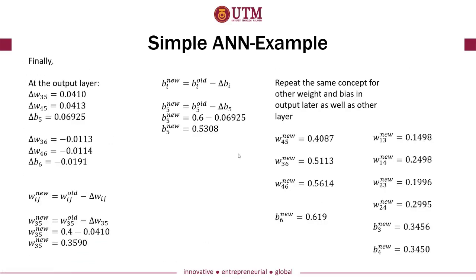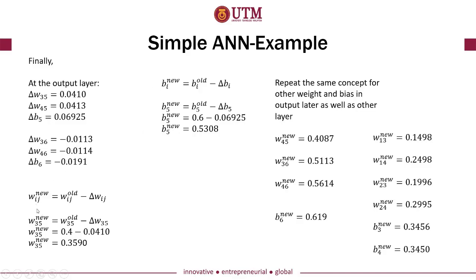Okay, and then finally, that is how we do that. At the output layer, this is what you get. These are all the parameters for the updaters related to the output layer, and then you can use the formula to update your W's there.